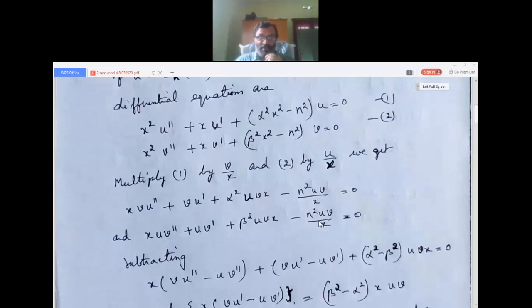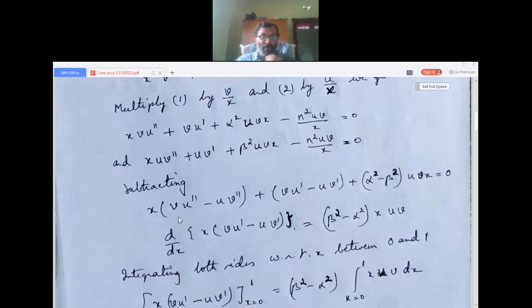Now these two terms are same. You can see here. So we subtract first equation minus second equation. So what happens when you subtract? x is common. So x into (v u double dash minus u v double dash) plus, I subtract, (v u dash minus u v dash), plus here u v x is common, so (alpha squared minus beta squared). This last term gets cancelled, equal to 0.